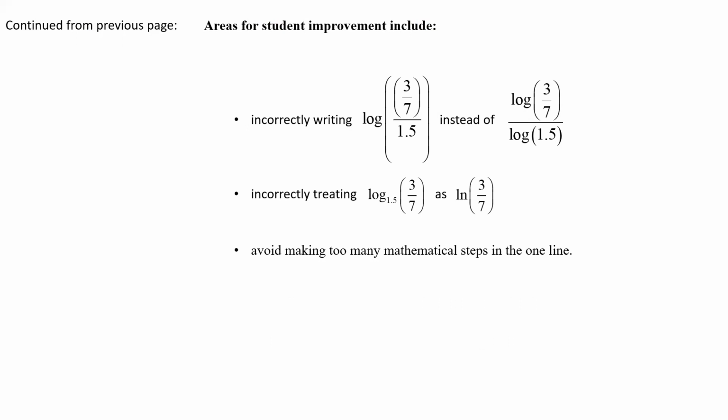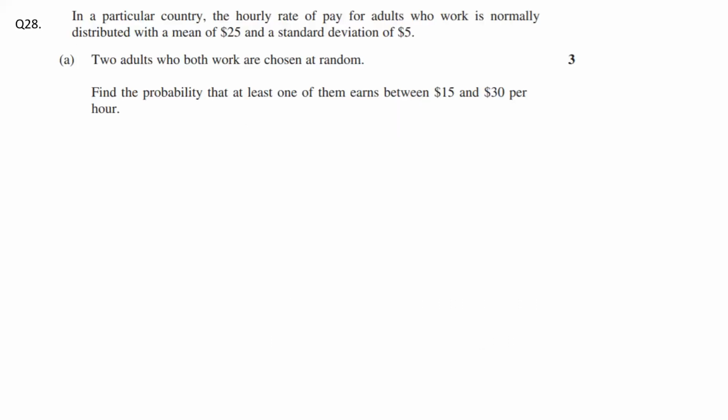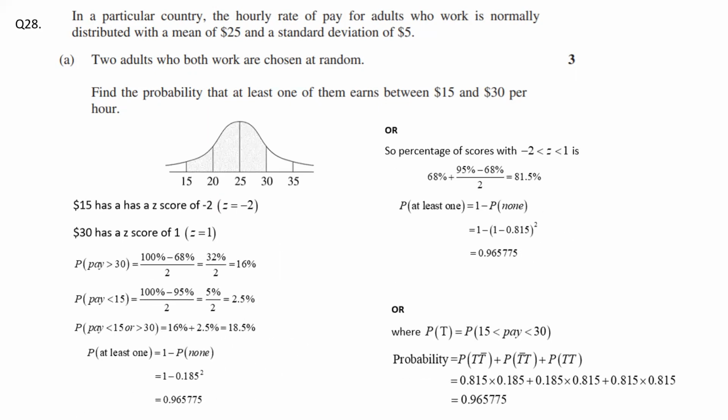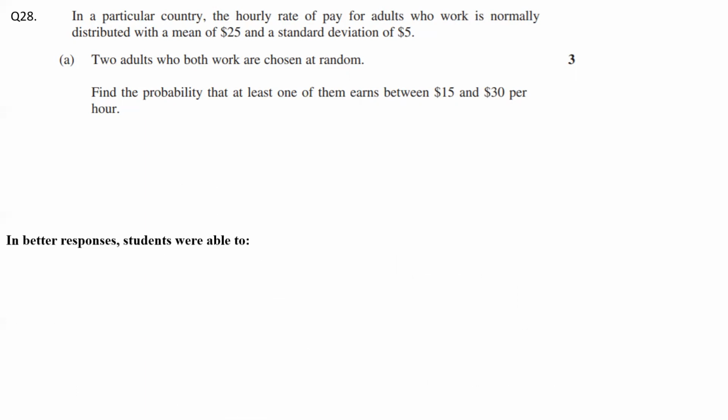We'll move on to question 28. So this was the normal distribution question. So the idea behind this one, obviously adults working, this is a two-stage probability. Lots of students, variations of how you can work these questions out. There's three versions there that we just applied here.